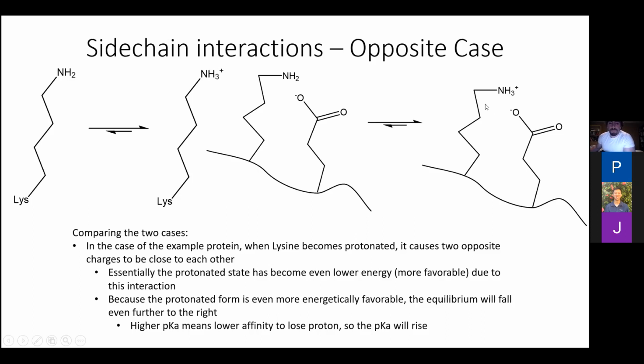In terms of pKa, a higher pKa means less affinity to lose a proton. You want to be in the protonated form even more now because you have this electrostatic interaction. So the pKa will rise for this lysine.